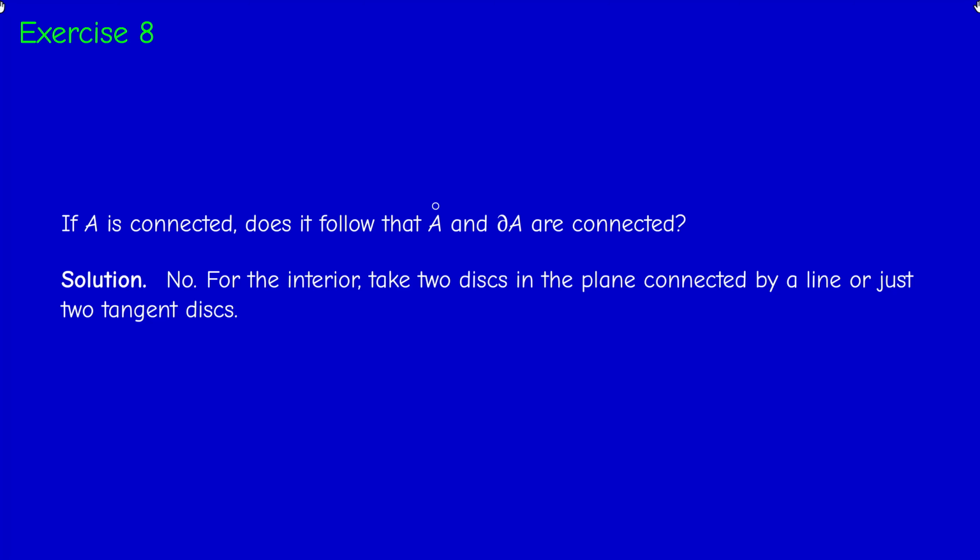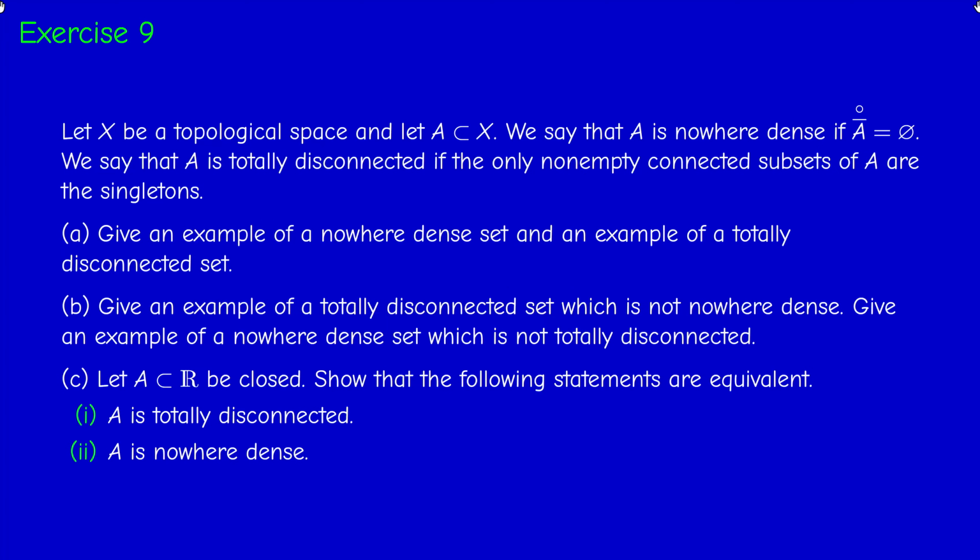Okay. Now, what about the boundary? Of course, no, because you can take a non-trivial interval, AB, with A strictly less than B in R. Then this is connected, but the boundary is just the two-point set {A, B}. The two-point set is not connected, because it has a separation. And of course, you can invent other counterexamples. Okay, so this concludes exercise 8, and now the last exercise in three parts.